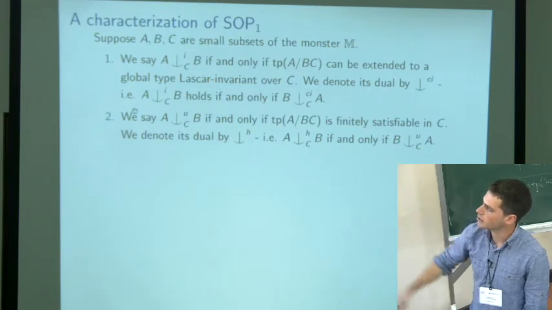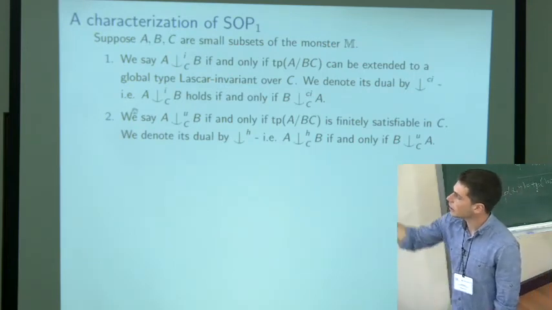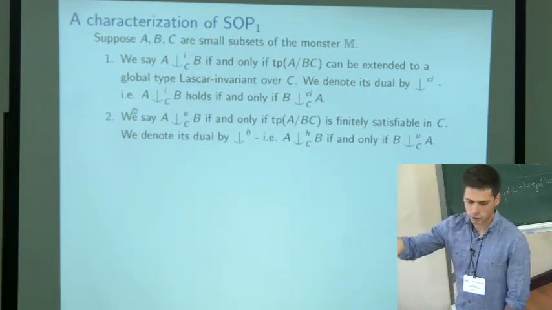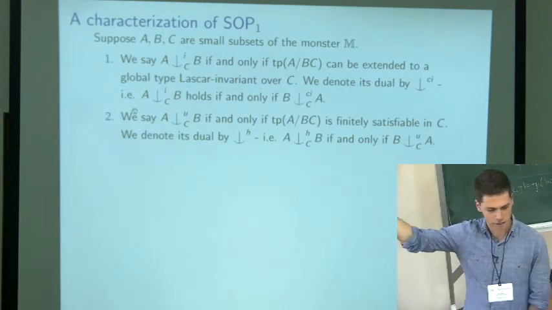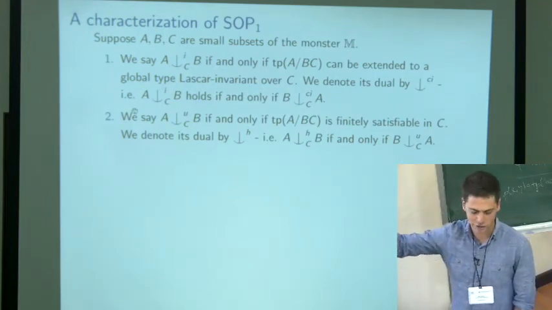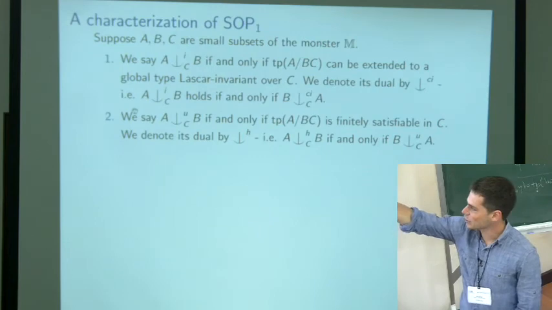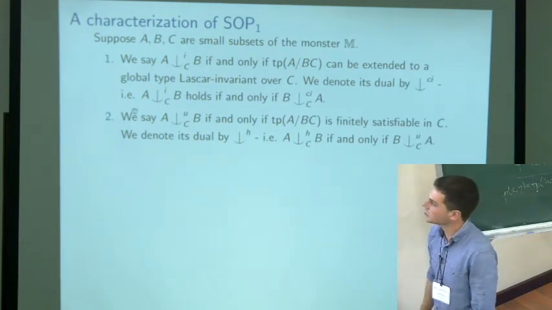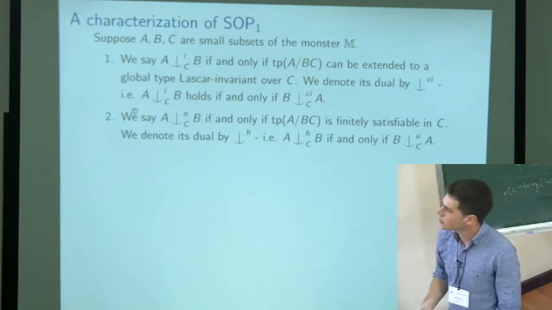This is coheir independence. So the type of A over BC is finitely satisfiable in C. And its dual, well, ultrafilter independence is the same thing as coheir independence. So coheir independence should be U, and we denote its dual by H. So that's heir independence. OK, so here's the theorem.